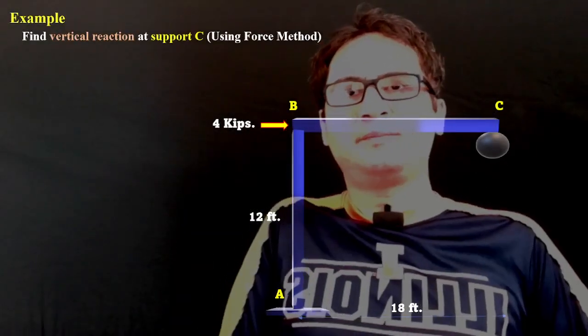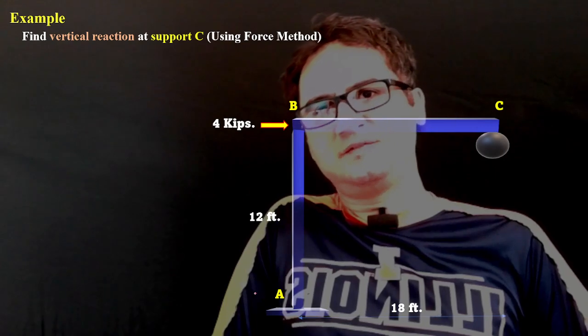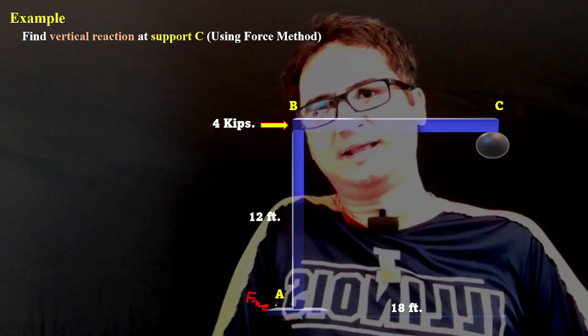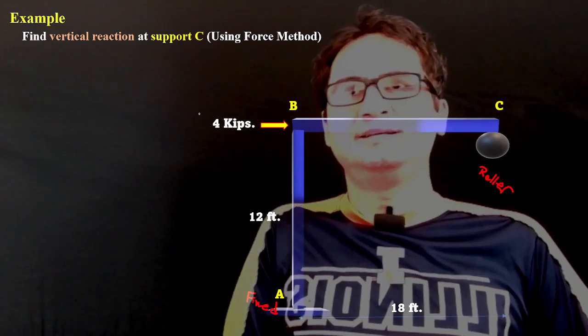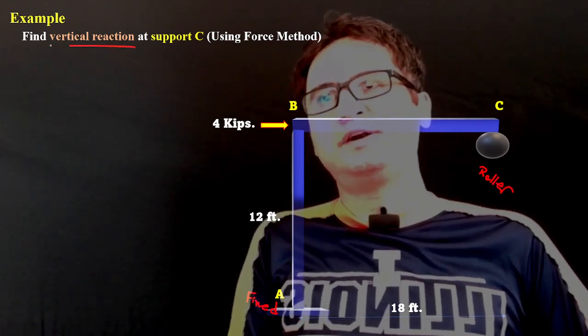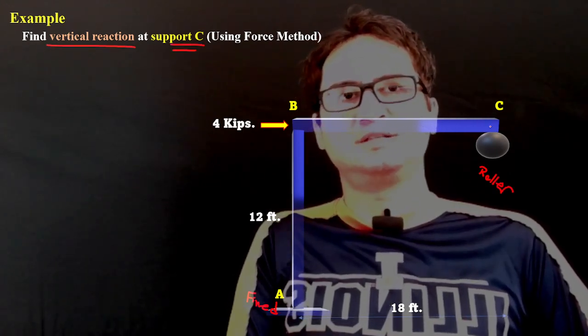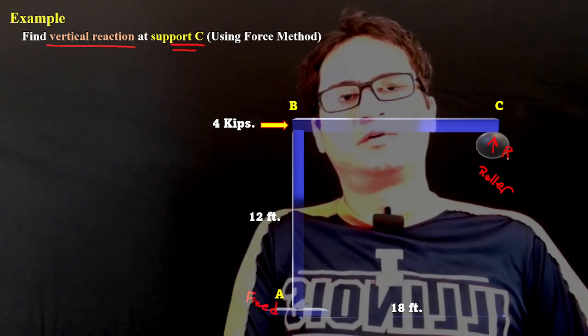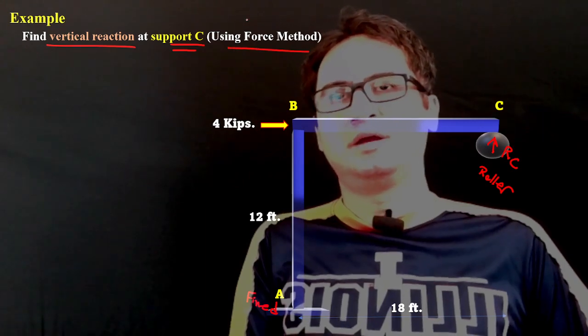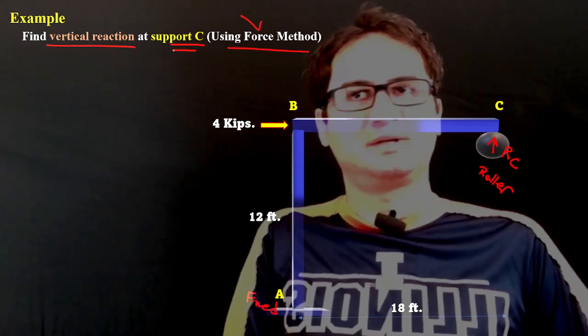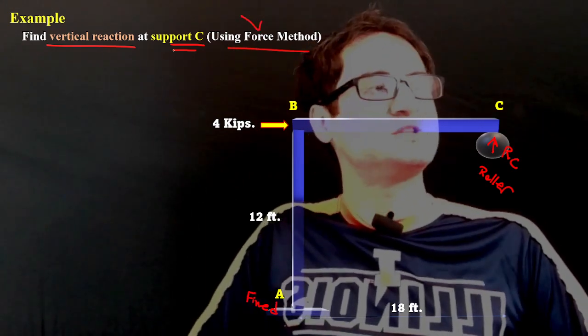In this example, we can easily see we have a fixed support at A and a roller at C, and we want to find the vertical reaction at support C. So we are looking for the reaction at C, definitely a vertical one, by applying the force method. Let's see how we can solve this problem.